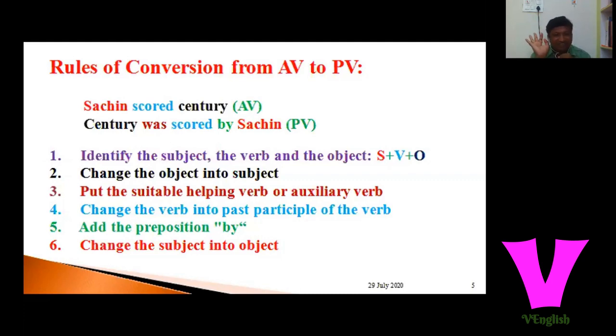Okay, next the last one: change the subject into object. The subject in the active voice should be changed as object in the passive voice. Active voice lo subject ga unnatvanti danni passive voice lo manam object ga rastam.